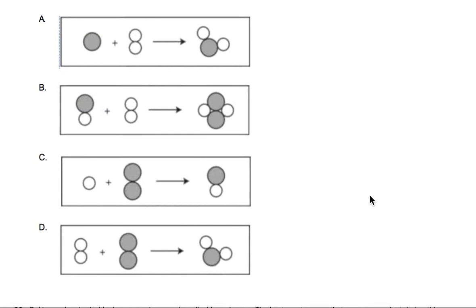A, 1 gray dot plus 2 white dots gives you 1 gray and 2 white. B, 1 gray connected to 1 white plus 2 whites connected will give you 2 whites and 2 grays connected. C, 1 white plus 2 gray connected will give you 1 gray and 1 white connected. D, 2 whites connected plus 2 grays connected will give you 1 gray and 2 whites connected.